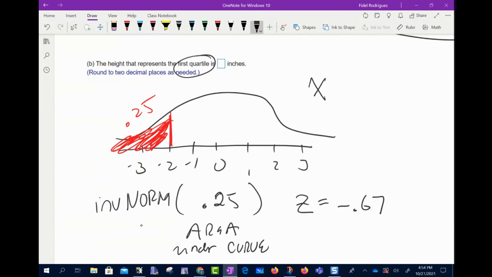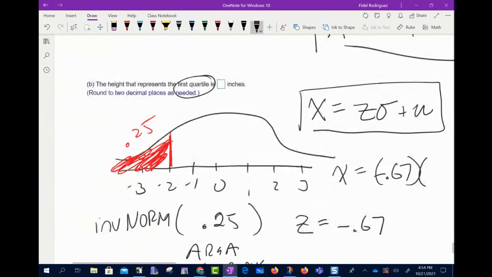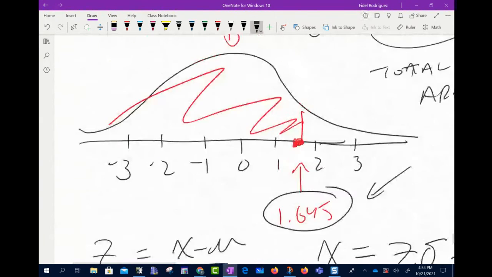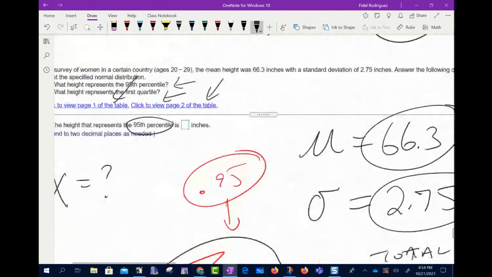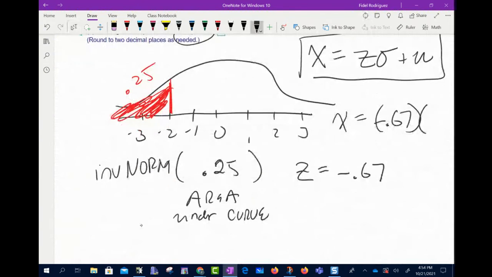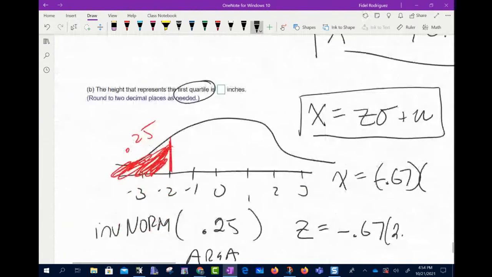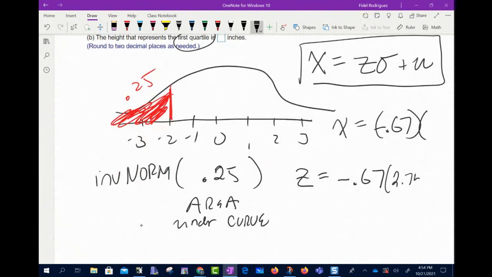Now, there's a formula. The way we find the x value is we take z times sigma, and we add mu to it. So we're going to take negative 0.67 times our sigma. Let me scroll back so we can figure out what our sigma was. Our sigma was 2.75 and our mu was 66.3. I already forgot, 2 point something? 2.75 and 66.3.